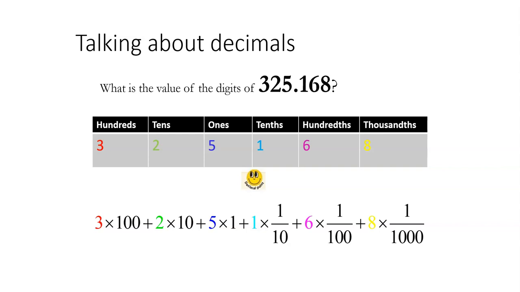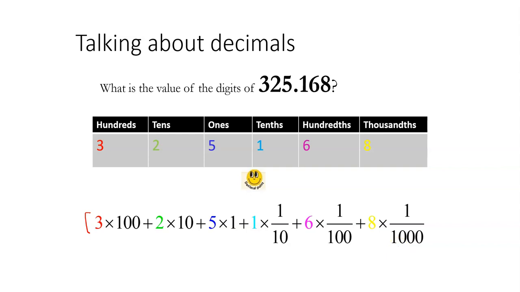So some books will have you write them in expanded form. This down the bottom here is expanded form. 3 groups of 100, 2 groups of 10, 5 units, 1 tenth, 6 hundredths, and 8 thousandths.